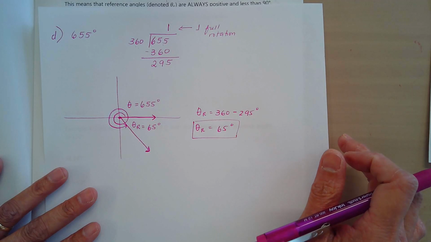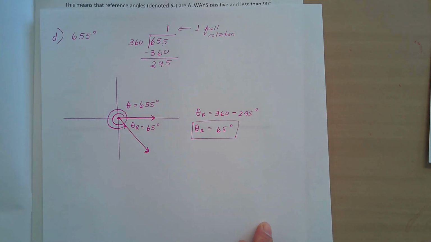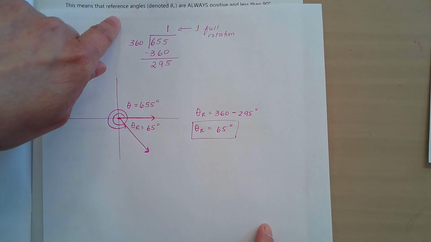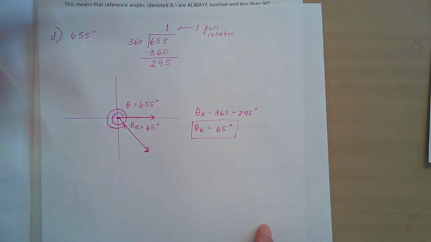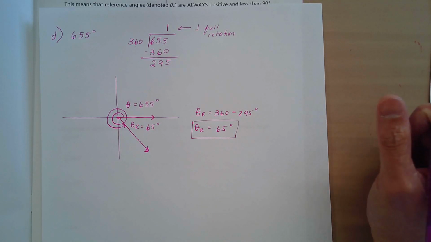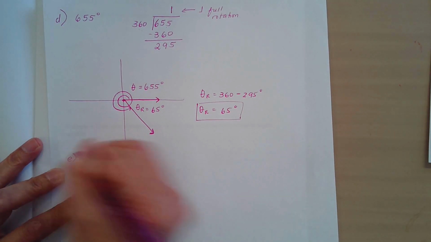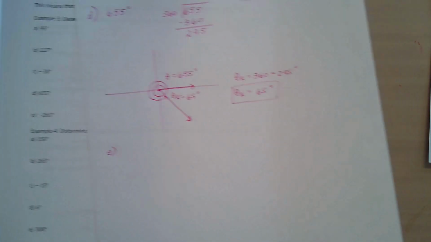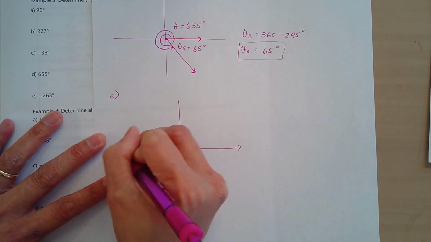Yeah, so one of your fellow classmates here said you go 720, that's a full two rotations, and then you subtract 360 and then 295, right? That would work. 655. Yeah, same thing. That's a possibility too. Awesome. You're perfectly good. Okay, last for this one, negative 263.